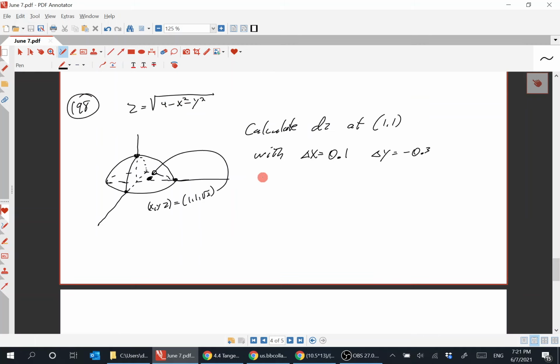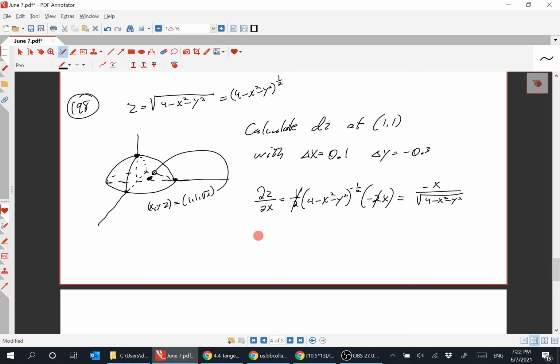All right. So partial of z with respect to x. What is that? This is 4 minus x squared minus y squared to the 1/2. So the derivative is 1/2 times 4 minus x squared minus y squared to the negative 1/2, times the derivative of the inside with respect to x. It's just minus 2x. The derivative of the 4 is 0, and the derivative of the y squared is 0. So you just get that. So this becomes minus x over the square root.